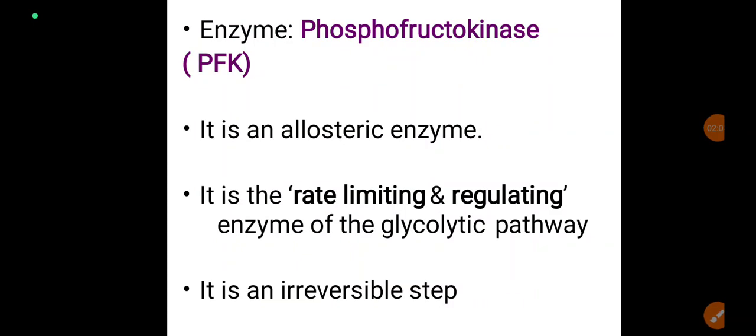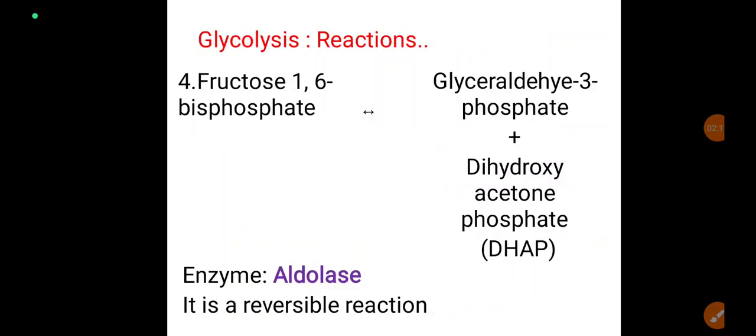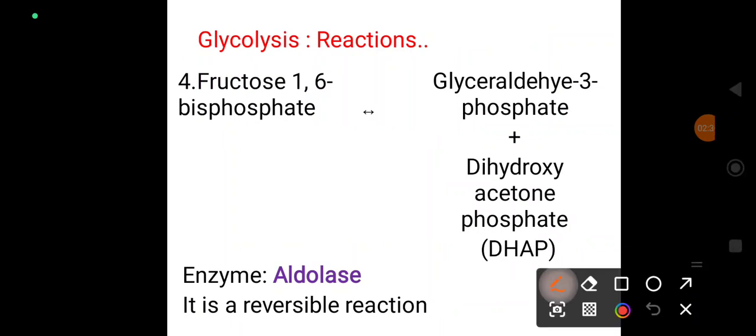The enzyme is phosphofructokinase. It is an allosteric enzyme. It is the rate limiting enzyme and regulating step in the glycolytic pathway. It is an irreversible step. The fourth step is fructose 1,6-bisphosphate becoming glyceraldehyde 3-phosphate and dihydroxyacetone phosphate. The enzyme is aldolase. It is a reversible reaction.